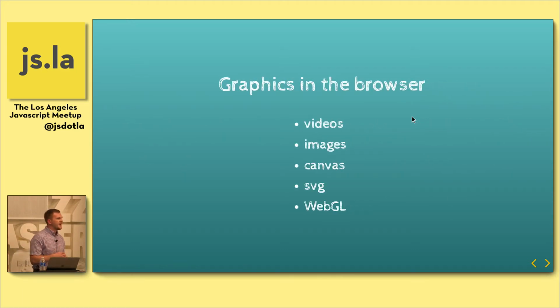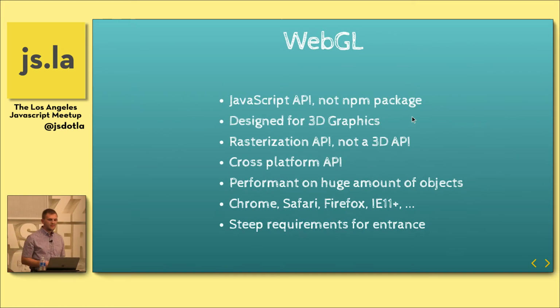The first question I met: which instrument to use in the browser for gaming? I could use videos, static images, canvas, SVG, and WebGL. And as you have probably guessed from the logo on the first slide, I decided to go with WebGL. So what is WebGL? WebGL is just a JavaScript API. It's not an NPM package. It's just an API which is accessible after getting a WebGL context from a canvas element.